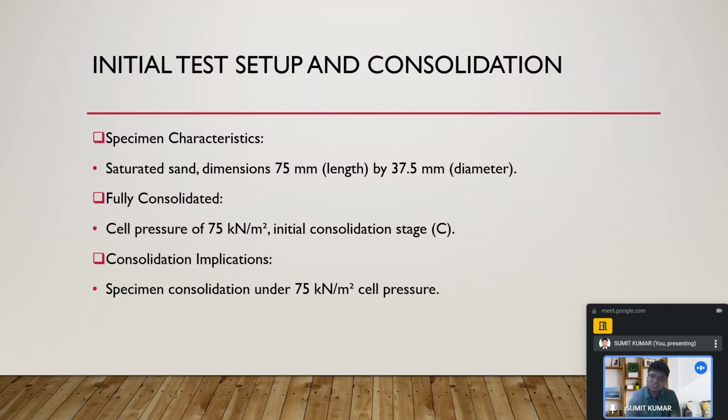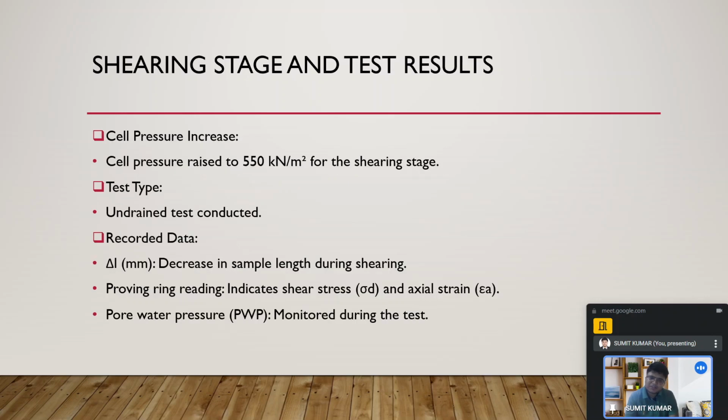When we talk about the consolidation condition, the cell pressure is applied at 75 kilonewton per meter square during the consolidation stage, that is the first stage, and the specimen is consolidated under the cell pressure of 75 kilonewton per meter square. Afterwards, we apply the deviatoric stress and find the value of sigma 1. Similarly, we increase the cell pressure up to 550 kilonewton per meter square. The test type we performed here is the undrained condition, the UU test, and some important interrelations to find the value of strain, delta L by L and e final.